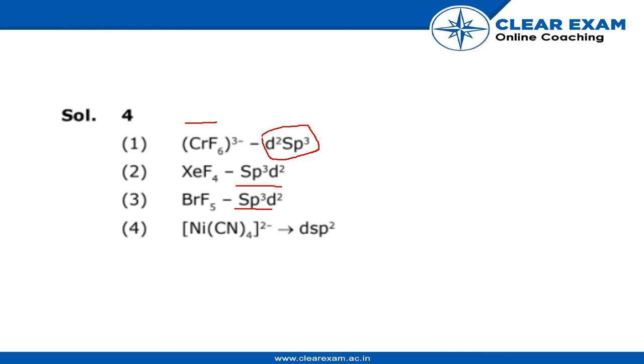And in Ni(CN)4 2 minus has hybridization of dsp2, which means 1 d orbital is used. So number 4 has 1 d orbital and the other 3 have 2 d orbitals. So this fourth will be the correct answer.